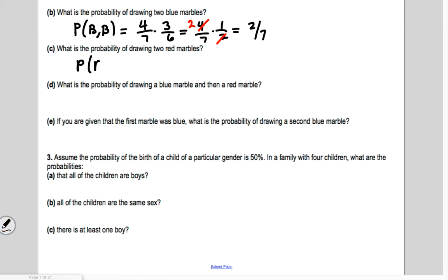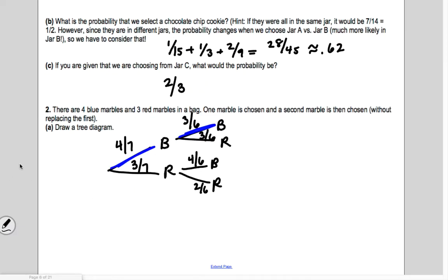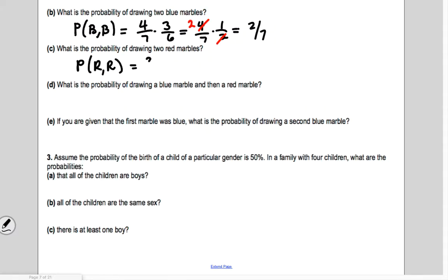What's the probability of drawing 2 red? So we look at our red one. So we're like, oh, 3/7 for the first one, 2/6 for the next one. I think it ends up being 1/7. All right, does this make sense? Do you guys get it? What about a blue and then a red? So you look at that route. So probability of a blue and then a red.